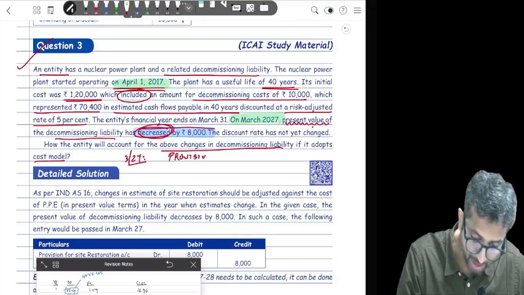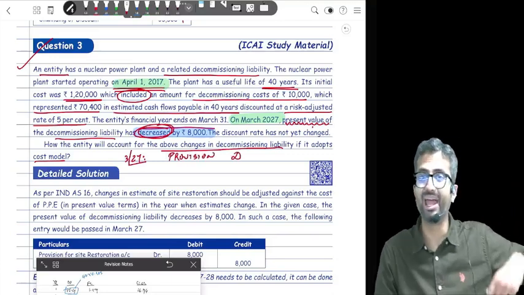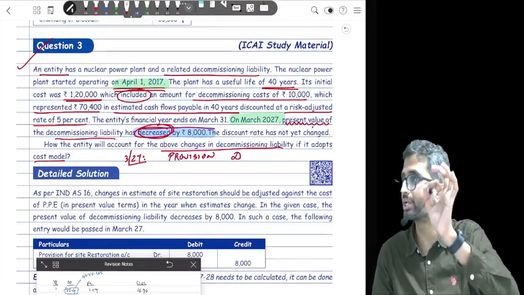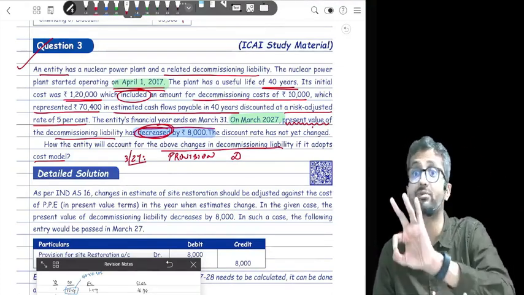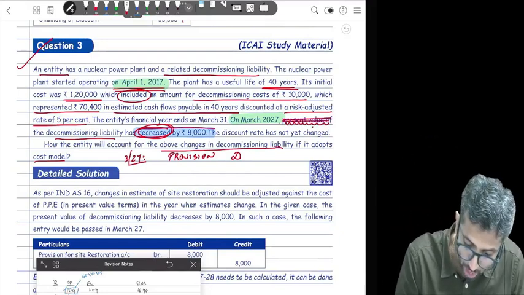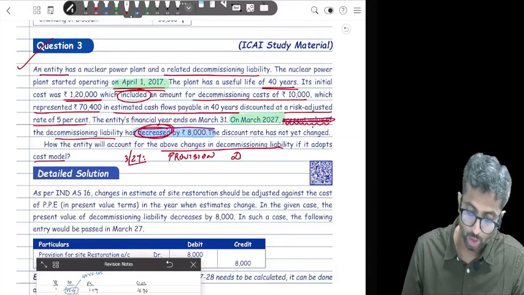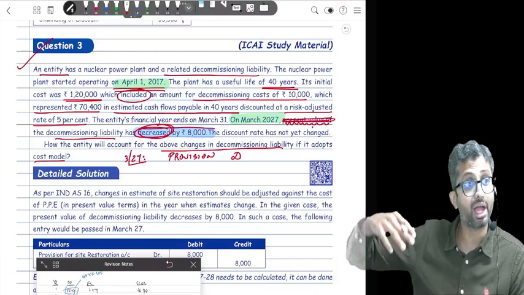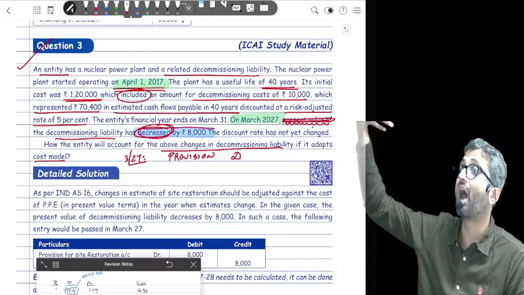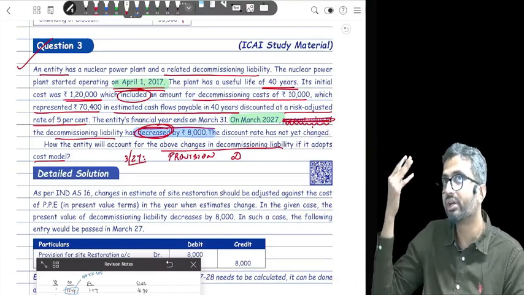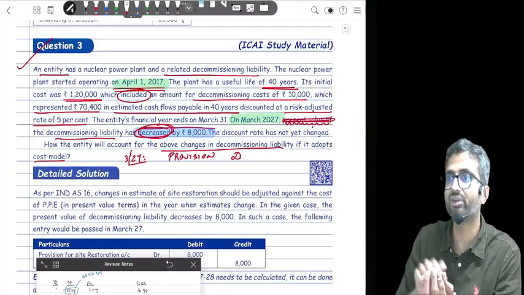Provision debit. Now, will you debit by 8,000 or 8,000 into present value factor at the rate of 5% for 30 years? 8,000. However, if this word was not printed, had they told you that on March 27, the decommissioning liability, which is estimated to be spent after 30 years, decreased by 8,000, then you'll say, no, 8,000 is reduction after 30 years. Present value, sit and calculate.